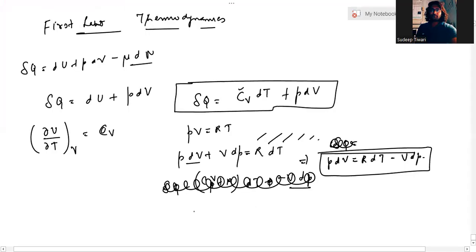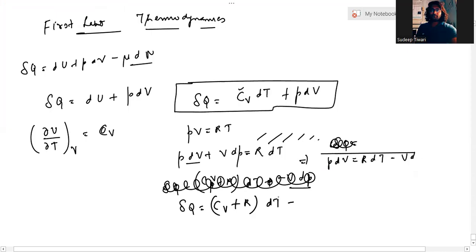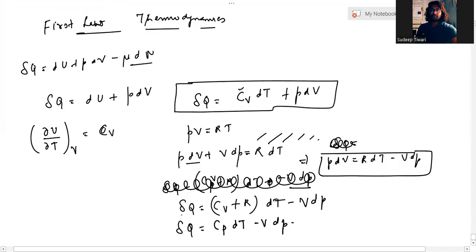Okay. So I can simply write my delta Q is equal to Cv plus R times dT minus VdP. So in terms of molar heat capacity at a constant pressure, I can write my first law of thermodynamics in this fashion, that delta Q is equal to Cp dT minus VdP. So this is how I can rewrite my first law of thermodynamics.